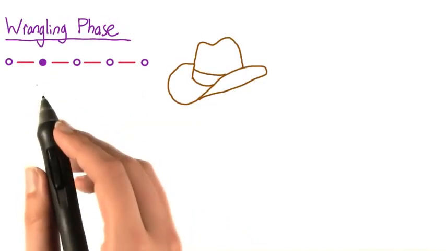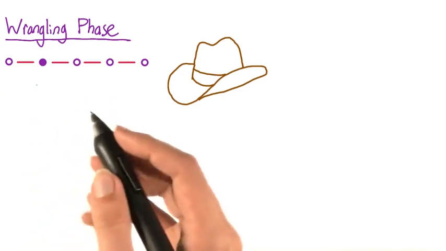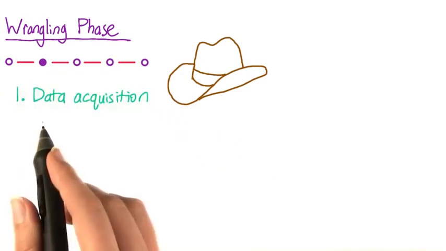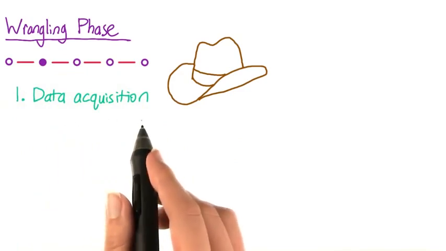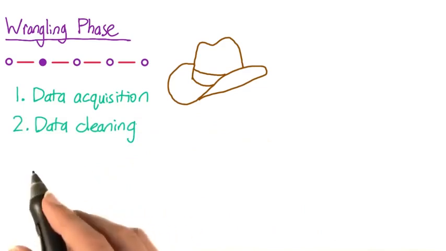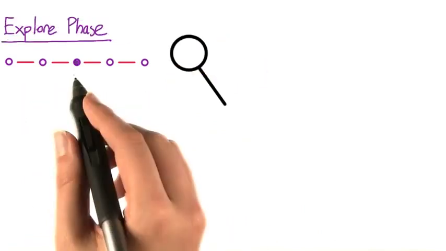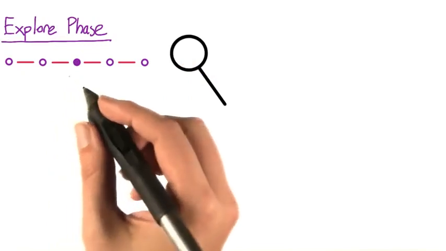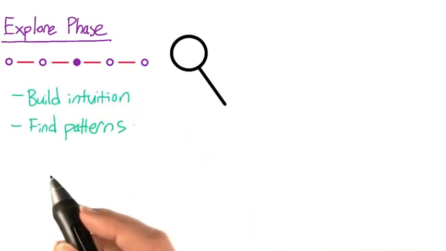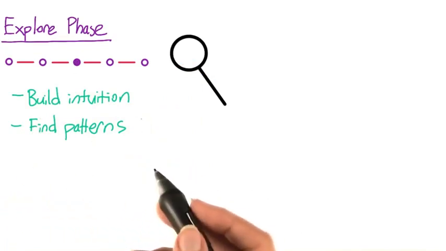The next step of the process is data wrangling, and this really has two parts, data acquisition and data cleaning. First, you need to acquire the data that you need to answer your question or solve your problem. Then it's time to begin investigating the data and cleaning up any problems that you find. The third phase is data exploration. During this phase, you spend some time getting familiar with your data, building your intuition about it, and finding patterns.